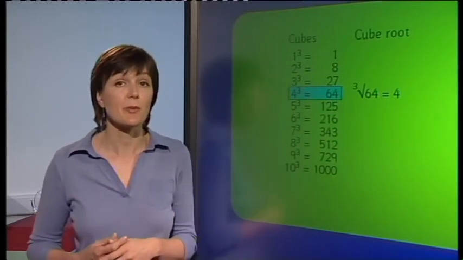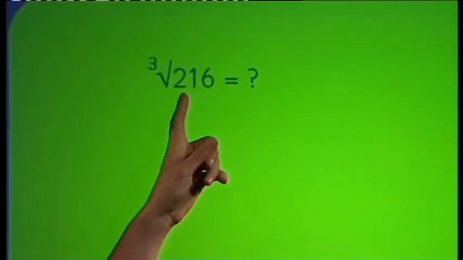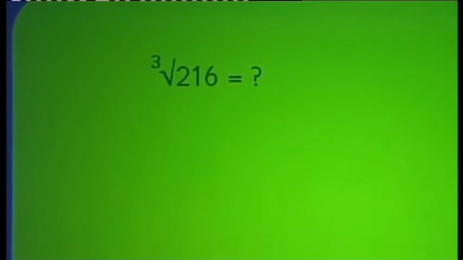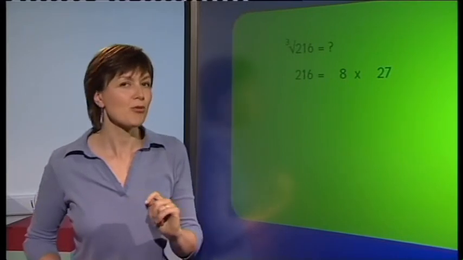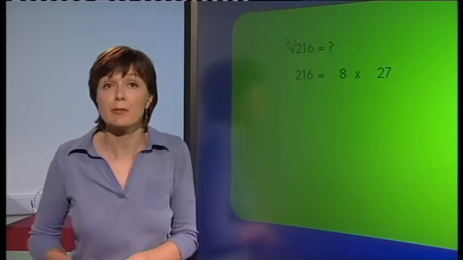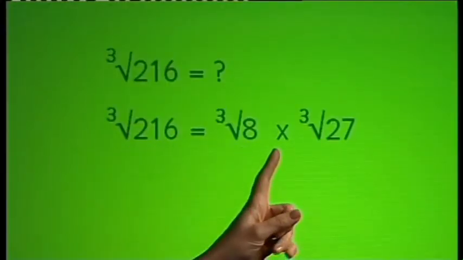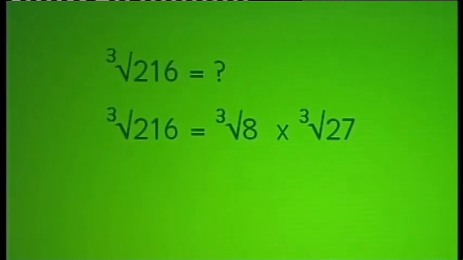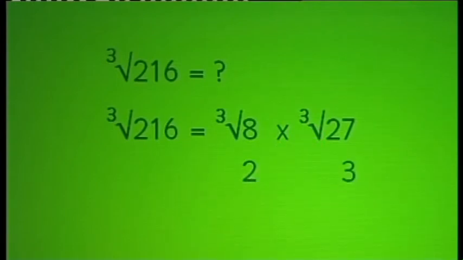And you can find cube roots by factorising, just as you did for square roots. So if I want the cube root of 216, I factorise it. And this time it comes out as 8 times 27, which is very nice because both of those are on our list of cubes to remember. So the cube root of 216 is the cube root of 8 multiplied by the cube root of 27. And that's 2 multiplied by 3. So the cube root of 216 is 2 times 3, which is 6.